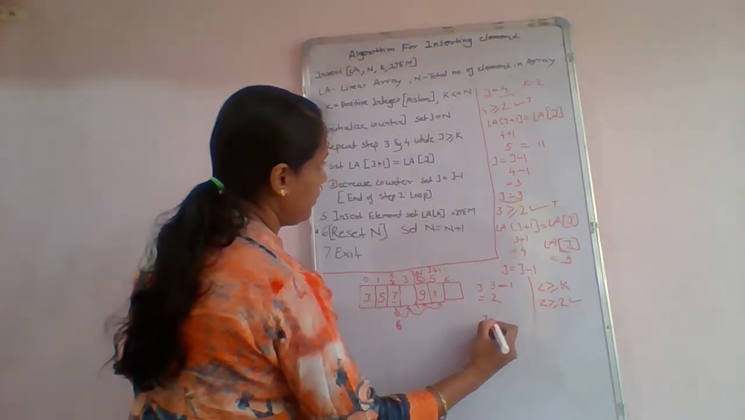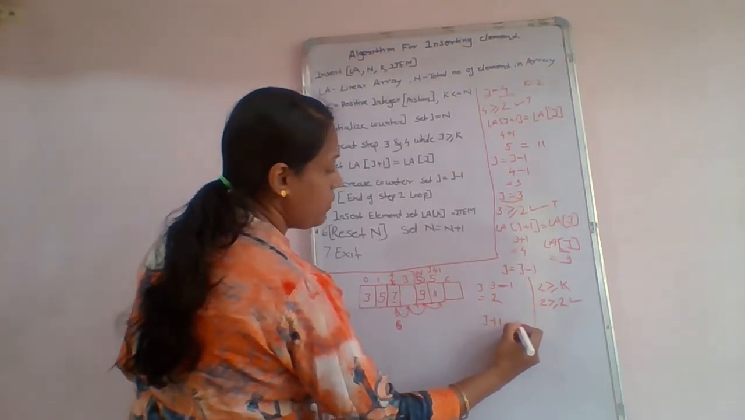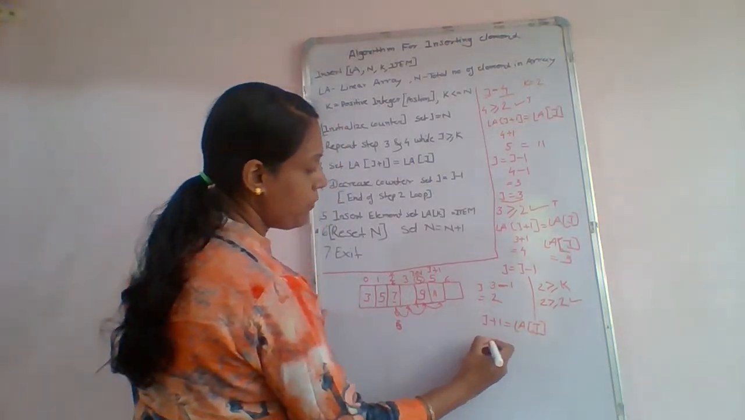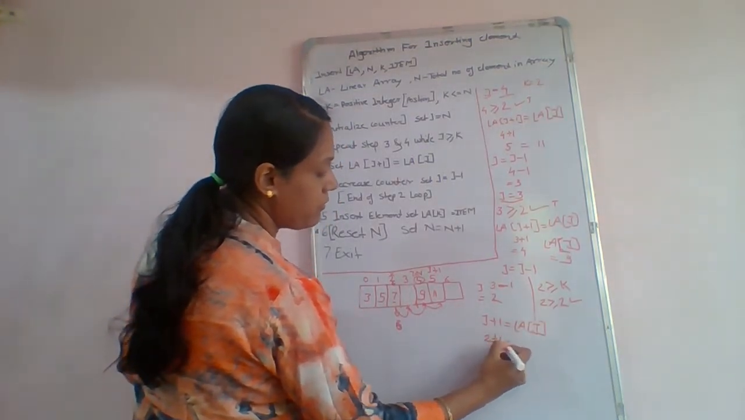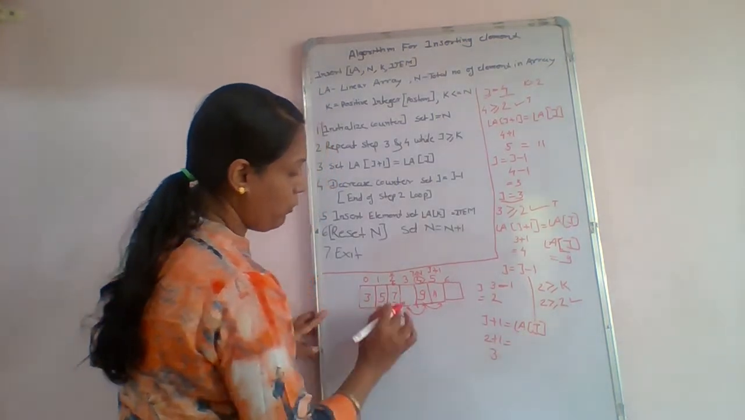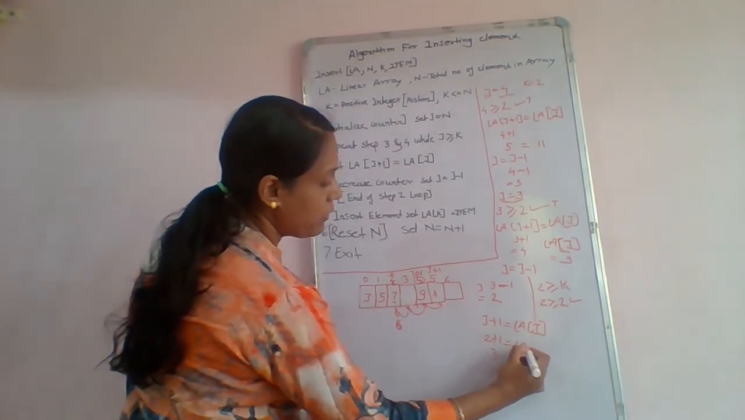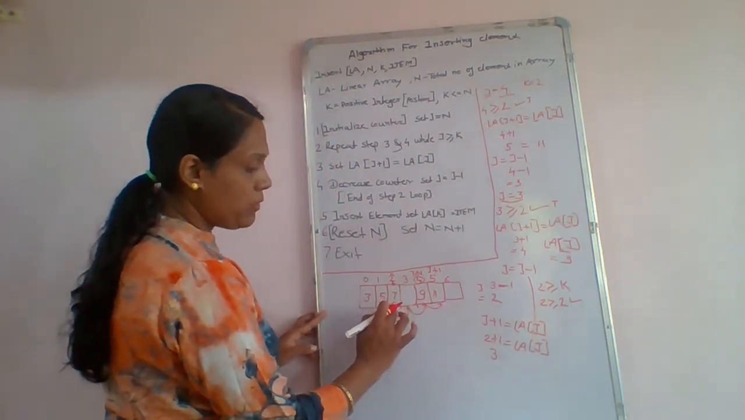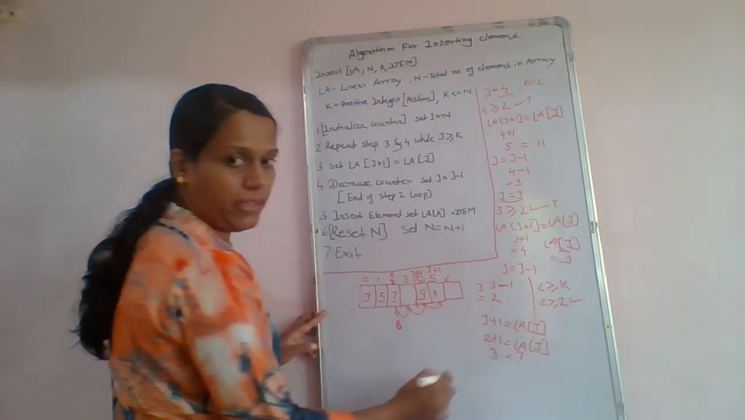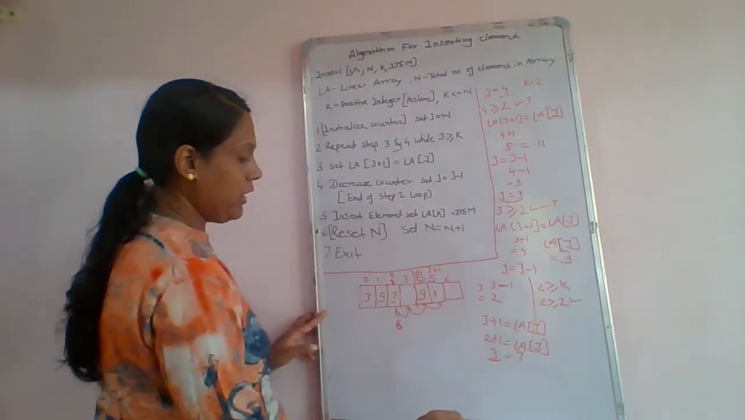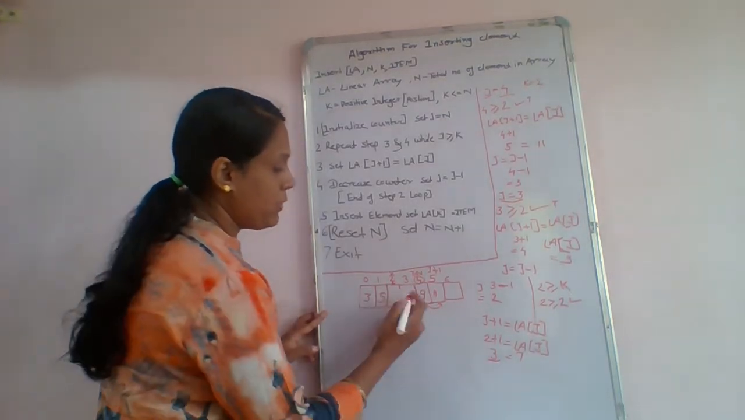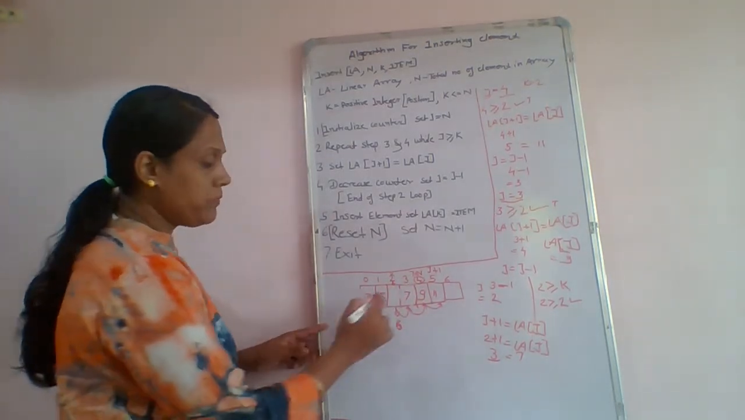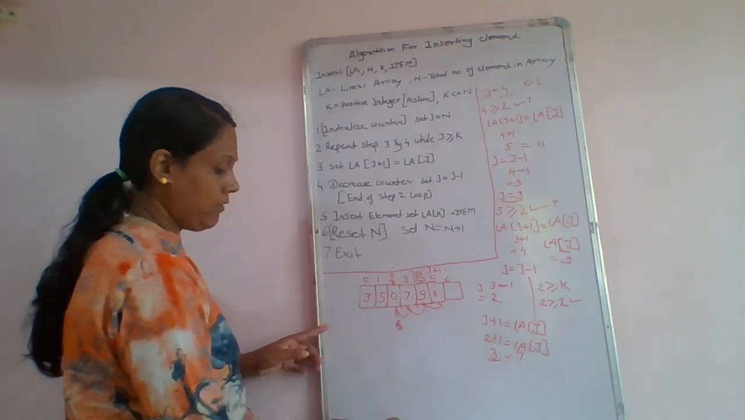j plus 1 is equal to LA of j. So what is j plus 1? 2 plus 1, 3. In 3, what do we want to shift? LA of j. What is the value at LA of j? 7. So 7 is shifted to the position of 3. So 7 becomes here, and now this place becomes empty.